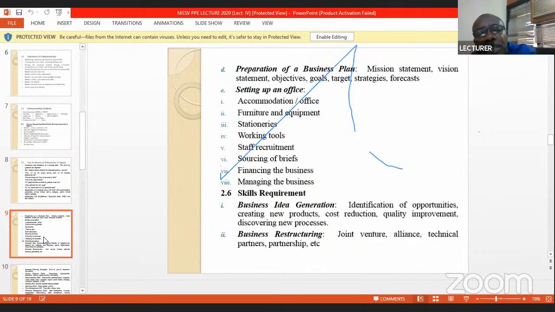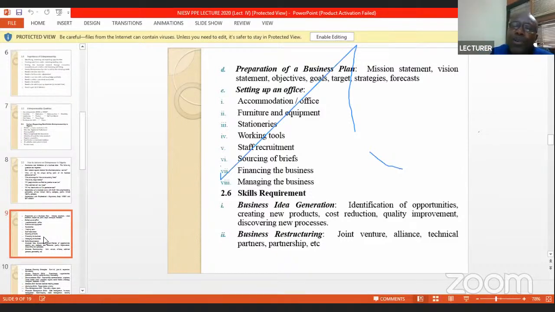Next one is to prepare a business plan. You must come up with a business plan. And when you are drawing up the business plan, a number of things should come into play. You must have your mission statement. You must also have a vision statement. You must state your objectives. You must set your goals. You must set your strategies. You must also have a good forecast into the future.